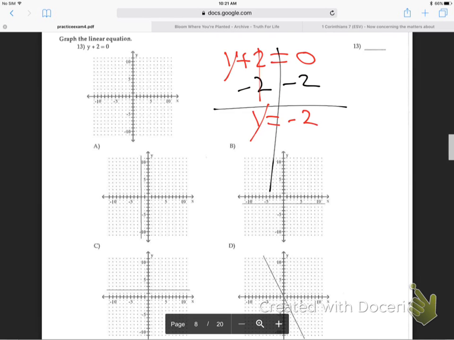So where does that go on the graph? That's right there, isn't it? That's a line going through the y-axis at down 2. Good?